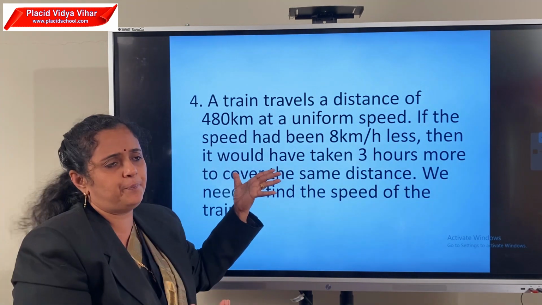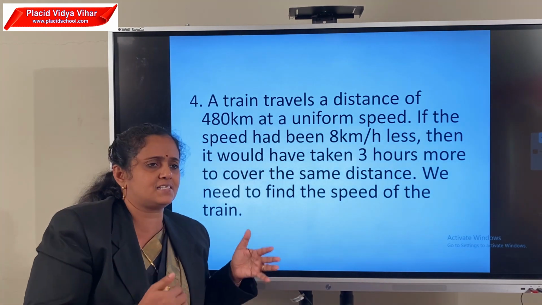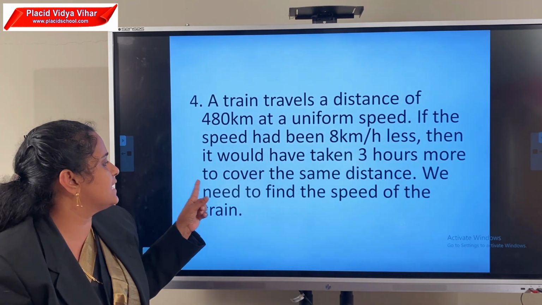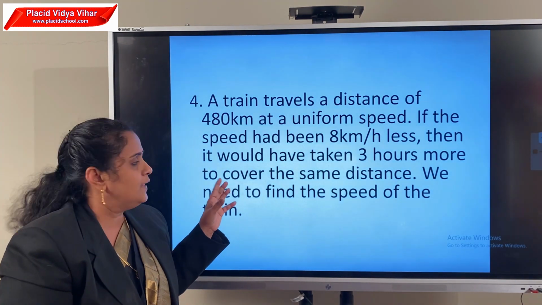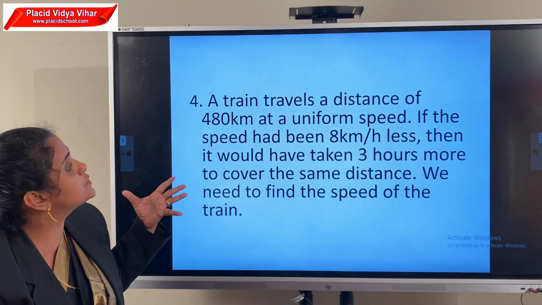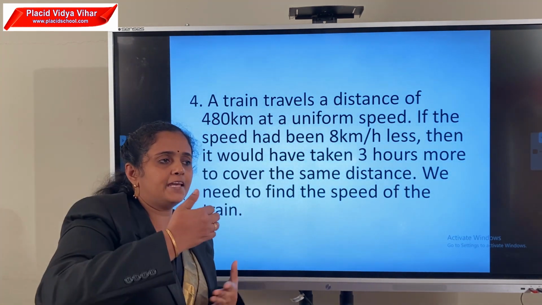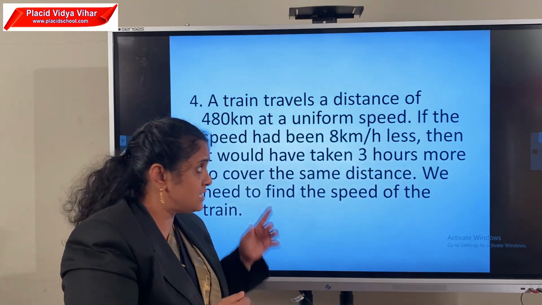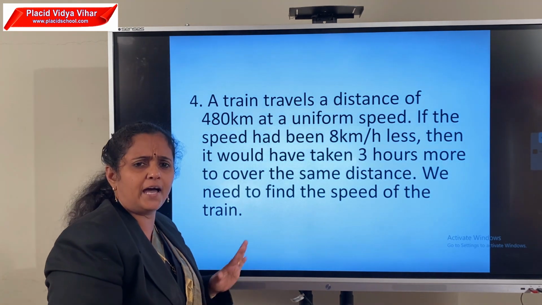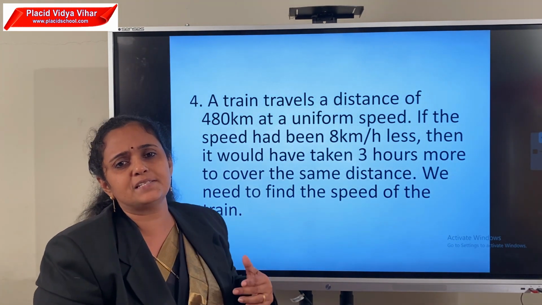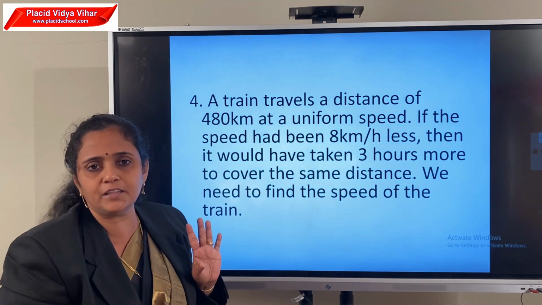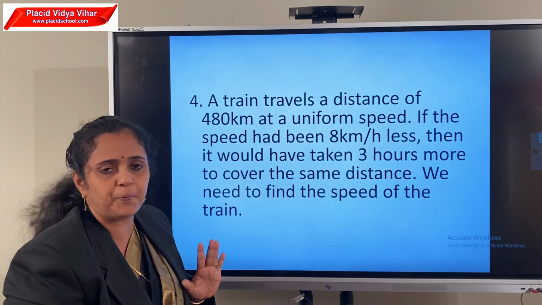If the speed had been 8 km per hour less, here in this question, what can we take as x? Here we can take it as, let the speed be x. The speed is equal to x. What is the new speed? If the speed had been 8 km per hour less, that means the new speed is equal to x minus 8. We know how to find the time. Time is equal to the distance divided by speed.